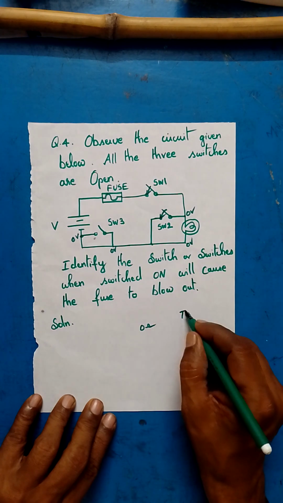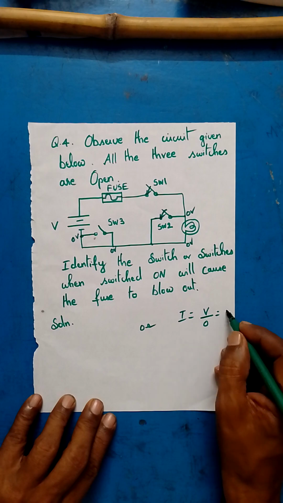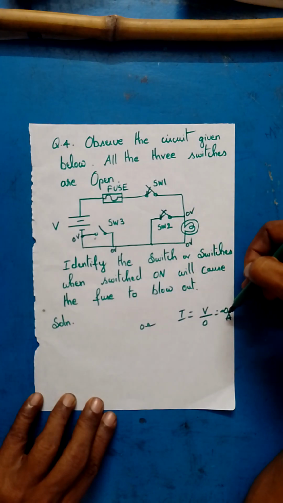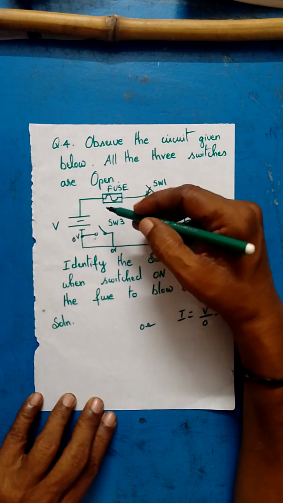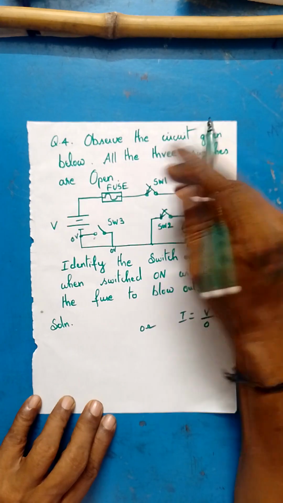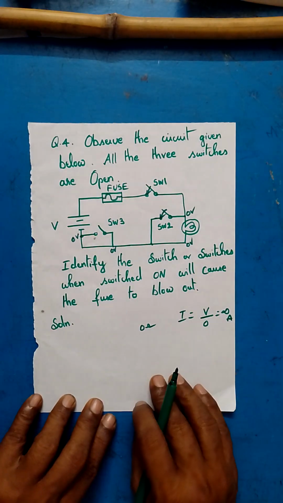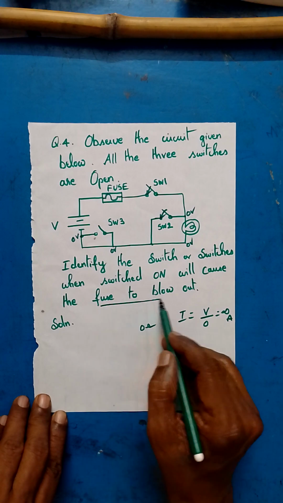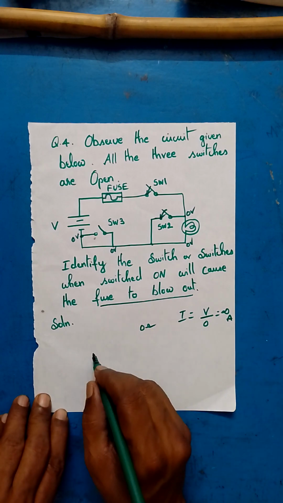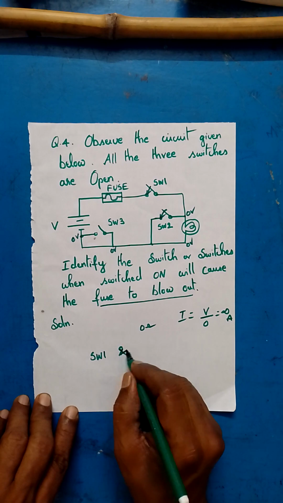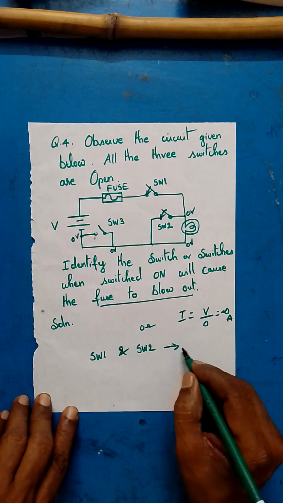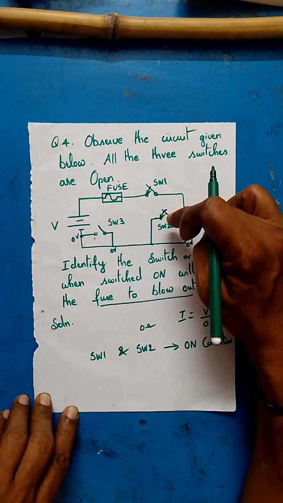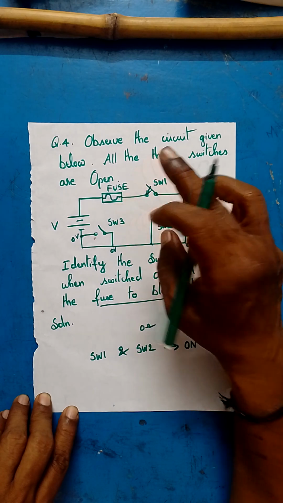Therefore, current is equal to V by 0, which is going to be infinity amps. So the current is going to be infinity. If that is the case, then the fuse will blow out and the circuit is open. Therefore further no current will flow. So now the question is, identify the switch or switches which, when switched on, will cause the fuse to blow out. The answer for this problem is that switch 1 and switch 2 should be in on condition. If these two switches are in on condition, then the fuse will blow out.